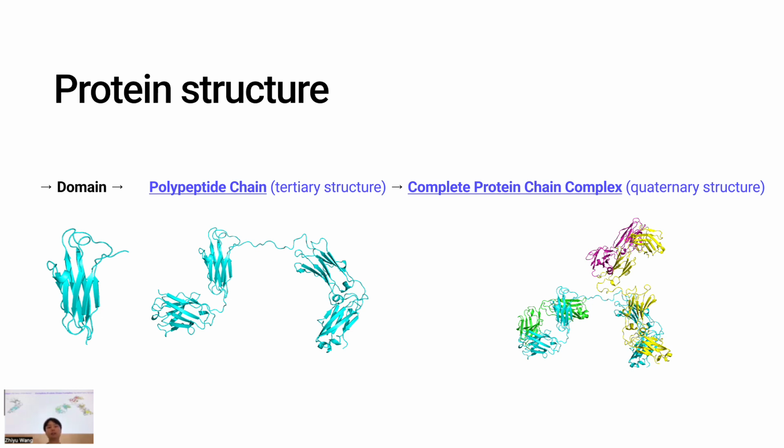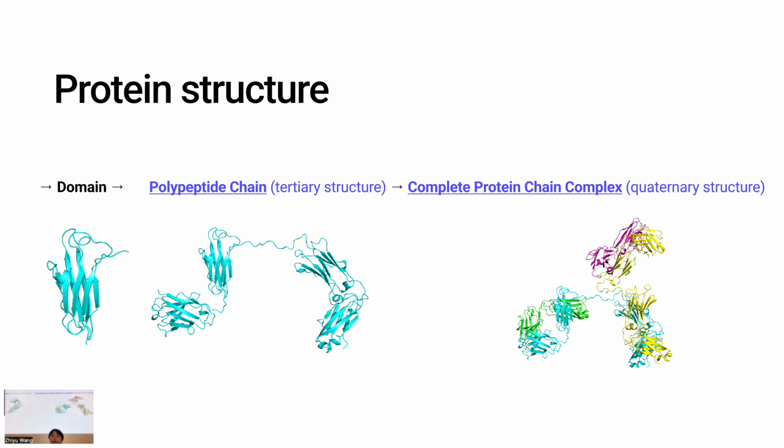At the tertiary structure level, we see how all secondary structures, motifs, and domains within a single polypeptide chain arrange themselves in three-dimensional space. This is where the protein achieves its final functional form. And lastly, many proteins don't just work alone. The quaternary structure describes how multiple polypeptide chains come together to form hierarchical complexes.